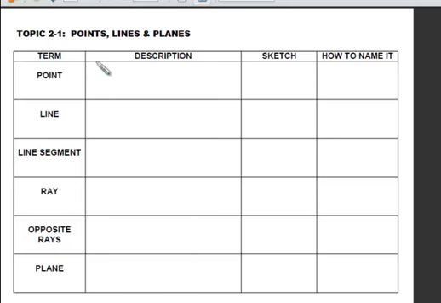This lesson is entitled Points, Lines, and Planes. It's the first lesson in our geometry textbook, even though this says topic 2. We're first going to talk about the undefined terms: point, line, and plane.